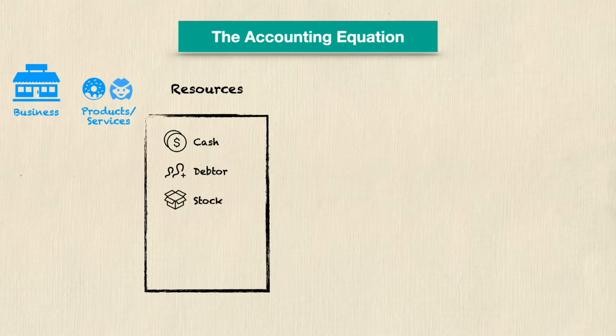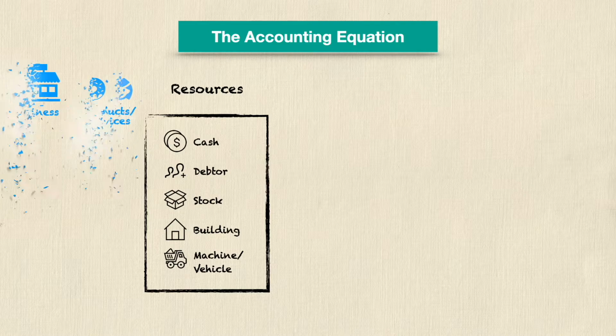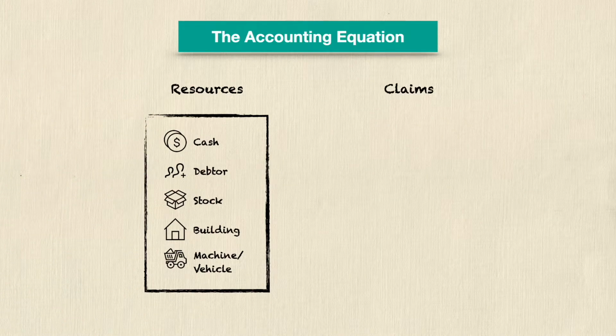Stocks or inventory are required for sale to customers or to be used in the manufacture of products that will be subsequently sold to customers. Buildings or premises are needed to conduct the business operations. Machines or equipment and vehicles are required to operate the business activities. Now, all these resources will be supplied by the suppliers of capital. These suppliers of capital will therefore have a claim on these resources.